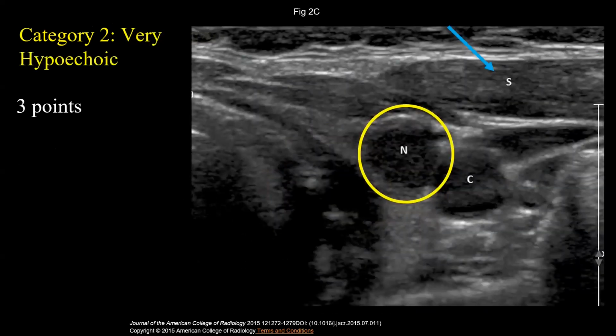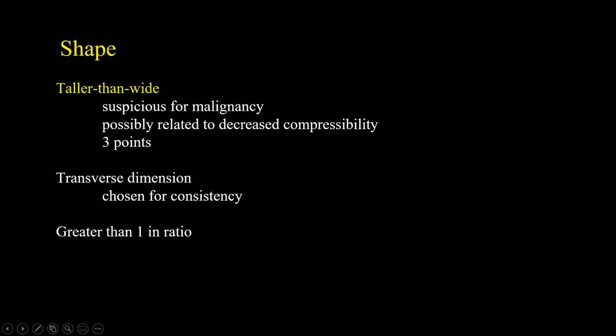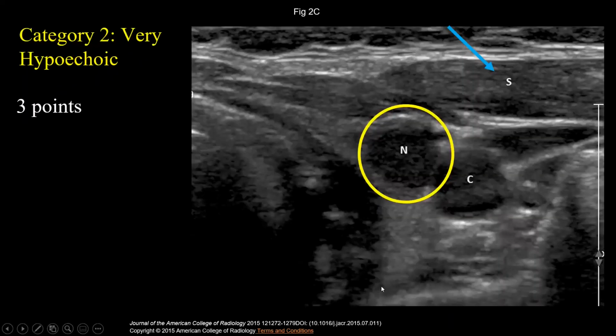And this is an example of very hypoechoic. So if you look up here at the blue arrow, this is one of your strap muscles, which is a very hypoechoic structure. This nodule within your thyroid, this is a transverse image. So the thyroid tissue, sorry about that, is involving this whole area, is extremely hypoechoic. It's almost as hypoechoic as the carotid artery. So this is given 3 points.